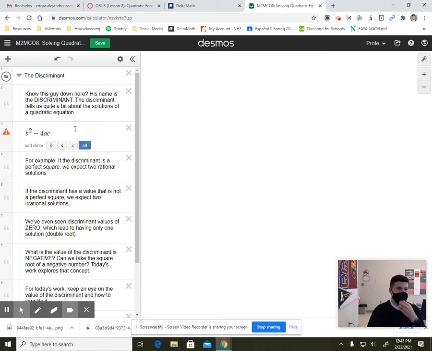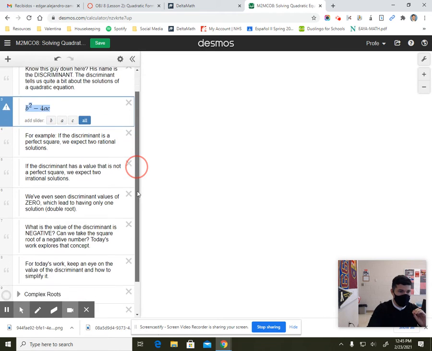Today's focus is really on the discriminant. The discriminant is a word that describes the calculation b squared minus 4ac. So that key number, b squared minus 4ac, tells us a lot about the solutions of a quadratic equation. And you can look through your notes.